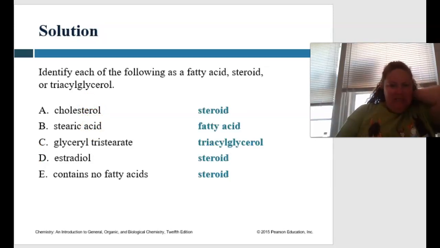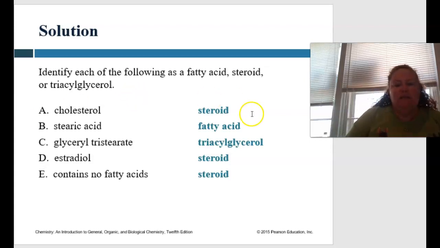So, did you guys get this one? The cholesterol is a steroid. The stearic acid is a fatty acid. The glycerol tristearate is a triglycerol. Estradiol is a steroid. And ones that contain no fatty acids are also your steroids. Great job.